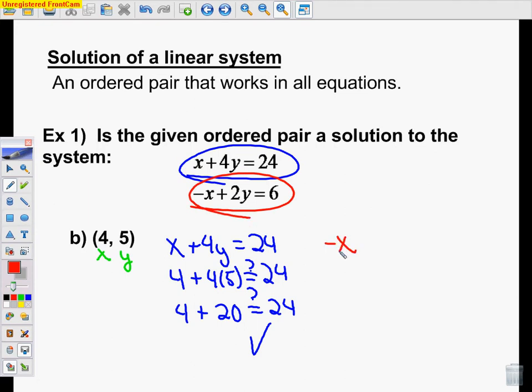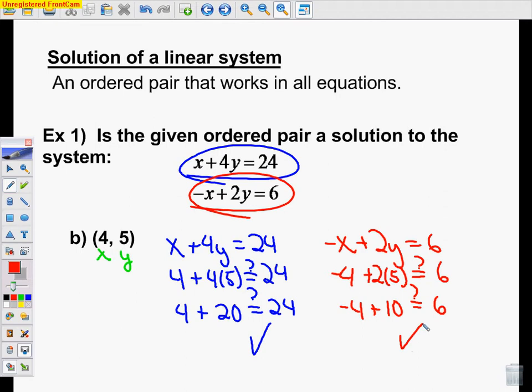So we have negative x plus 2y equals 6. So here, the opposite of x, and x is 4, so the opposite of 4 is negative 4, plus 2 times y, y is 5. We want to know, does that equal 6? Well, what's 2 times 5? 2 times 5 is 10. Is negative 4 plus 10 equal to 6? Yes, it is. Now we notice that this time the ordered pair worked in both equations, so this ordered pair is a solution to the system.